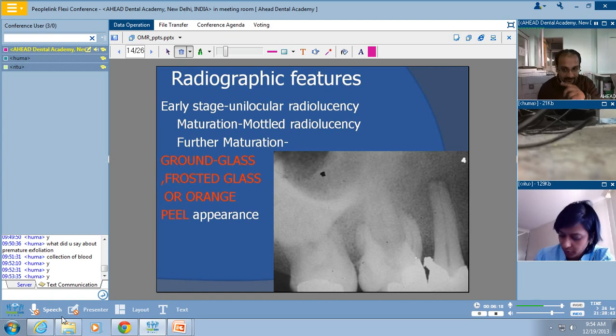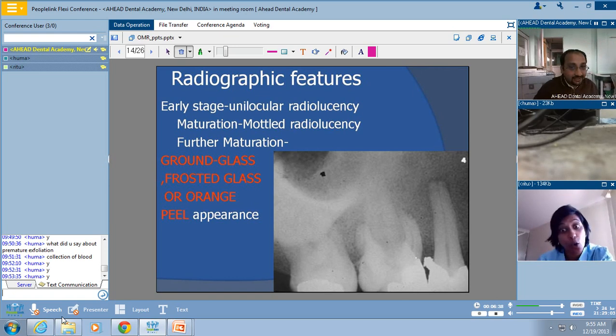The first stage is complete radiolucency. The second stage is the intermediate stage. And the last stage is where it starts becoming fully radio-opaque. The first stage is completely radiolucent, the second is intermediate, and the last stage is completely radio-opaque in appearance.